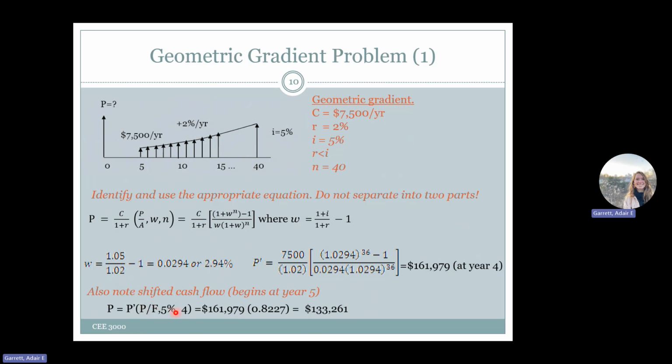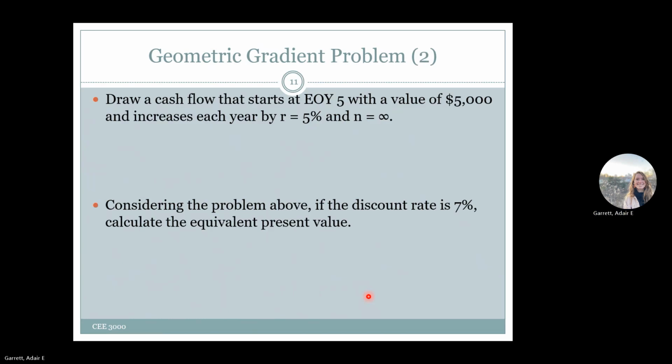And because we have to bring it back a couple of years, we apply our P given F formula. If you go to your factor table, you'll find that the P given F at 5% for 4 years is 0.8227. Multiply that by your original future value, and you get 133,261. If you would like to pause the video and try these problems, I encourage you to, and then you can play the video when you're ready to see the solution.